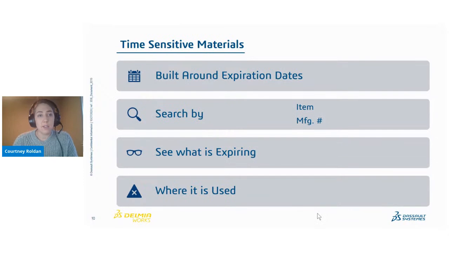The last application within the suite is called Time Sensitive Materials, and this is specifically going to benefit your production planners who are working with material that is perishable within your inventory. So what you can do within this application is start your search by looking up an item number or a manufacturing number that you know consumes that perishable material or is perishable itself.